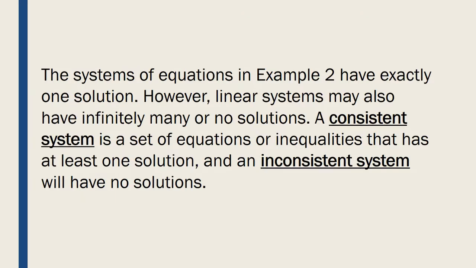Okay. So, the systems of equations in example 2 have exactly one solution. However, linear systems may also have infinitely many or no solutions. So, a consistent system is a system of equations or inequalities that has at least one solution, and an inconsistent system will have no solution. So, let's talk about that in just a minute. So, we're going to be able to classify systems as consistent and inconsistent.